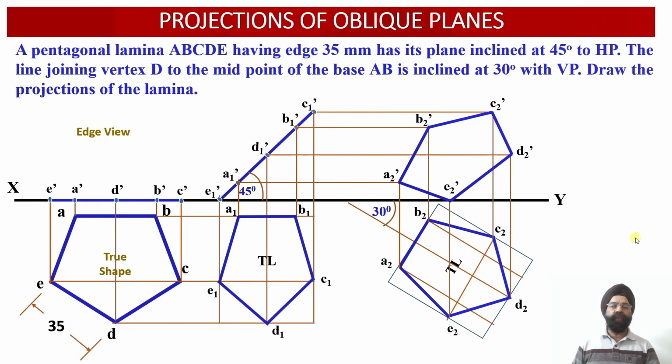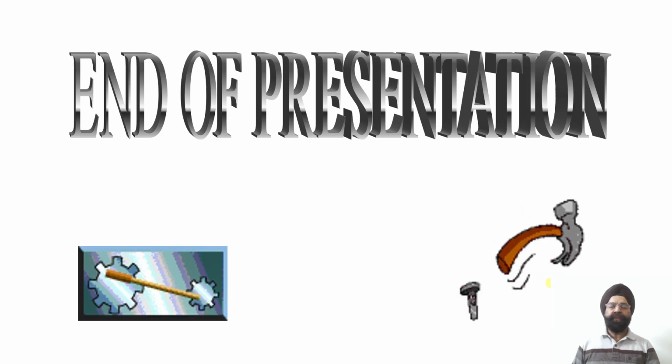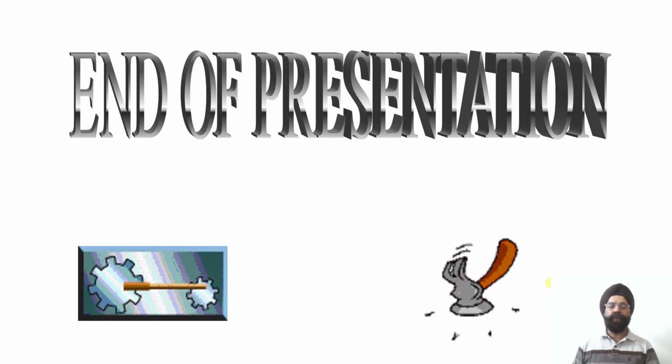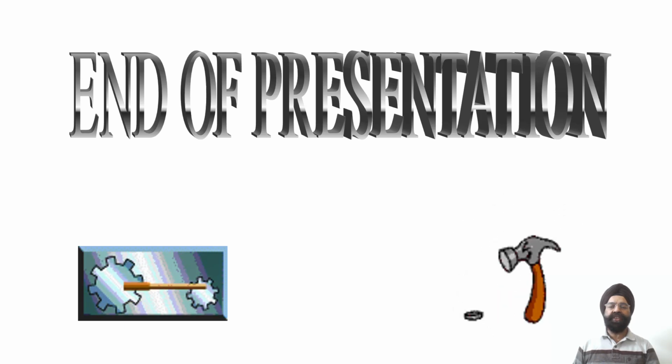So this is all for today. I hope that through this discussion you would have understood the procedure to evaluate the orthographic projections of the pentagonal lamina which happens to be inclined to both the reference planes, that is HP and VP. So we are going to continue with further discussion regarding a few more illustrative cases of the orthographic projections of planes in the coming lectures.